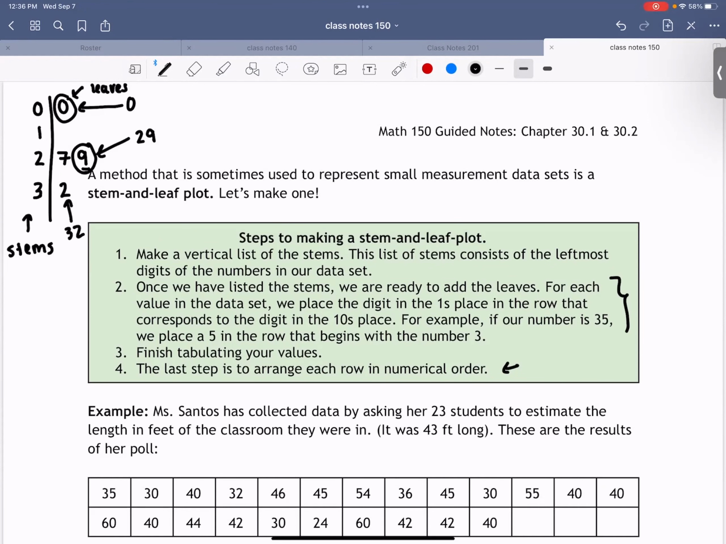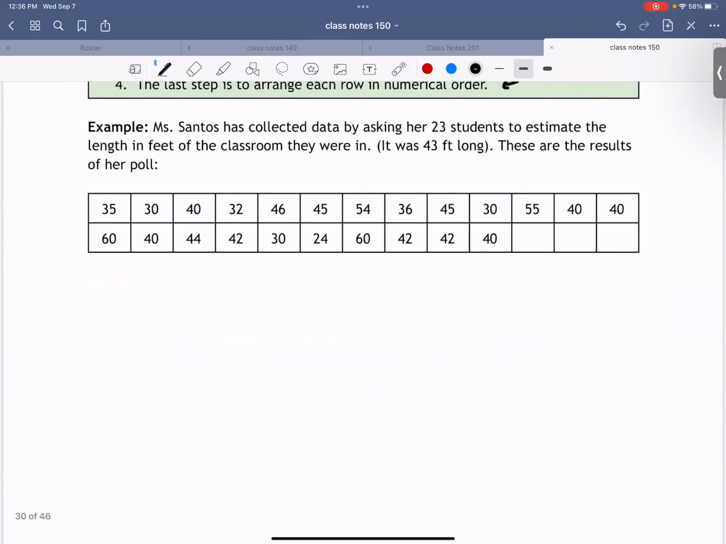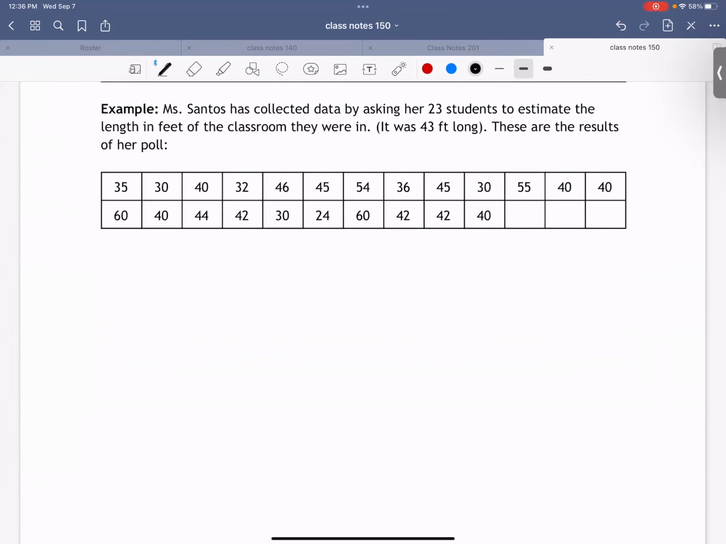That will make a little bit more sense if we do the example. Okay, let's do this one. So we have Miss Santos, and she has collected data. She asked her 23 students to estimate the length in feet of the classroom they were in. It was actually 43, but we have different answers. And here are the results, okay?